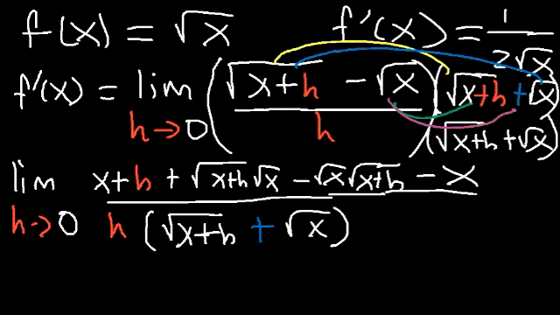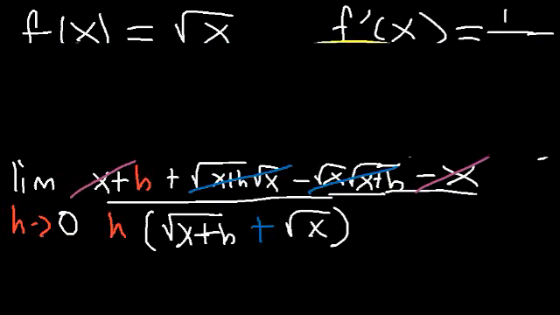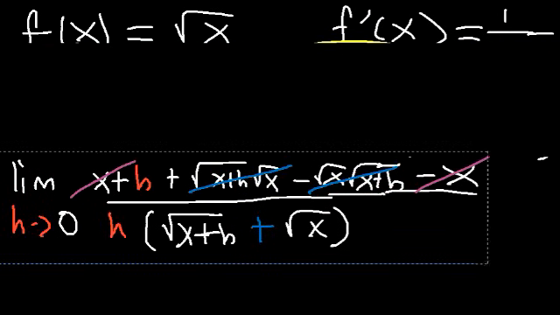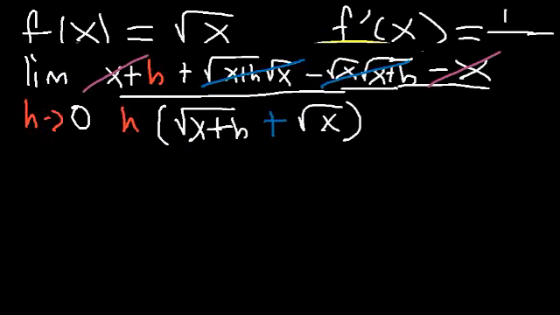Now notice that these two terms cancel. One is positive, the other is negative. Also, x and negative x cancel as well. So now what we have is the limit as h approaches 0.